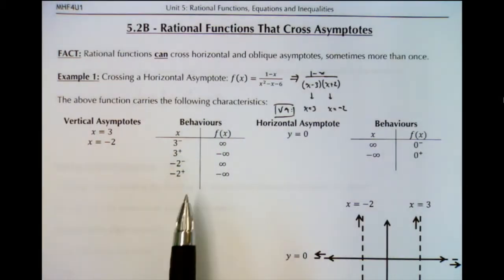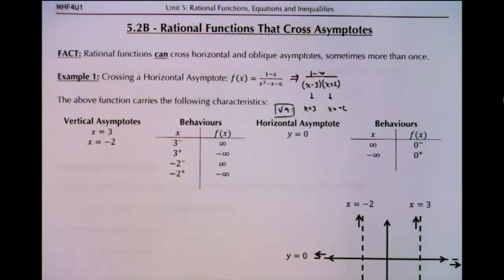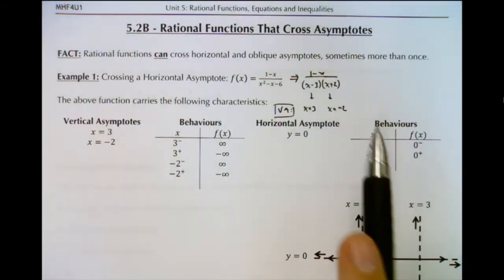I did the same for the vertical asymptote at x equals negative 2, and I got my behaviors, and I've also done it for my horizontal asymptote. For the right side, I plugged in a very, very large number, like 1,000,000, and I got a number slightly under 0, like negative 0.00001. And when I plugged in negative 1,000,000, I got a number slightly over 0, like 0.00001, slightly positive. So we know as x approaches infinity, we'll be approaching from the bottom, and as x approaches negative infinity, we'll be approaching from above.